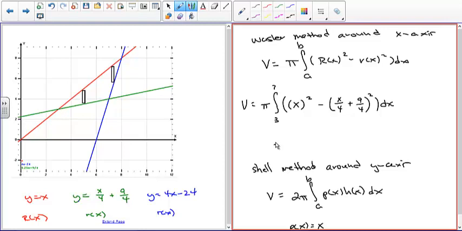So that's why I had this curve here, x over 4 plus 9/4. You use the equation to define that, because as you move along, the radiuses are changing. So it's not a constant thing; it's a variable thing. We're supposed to picture a washer.